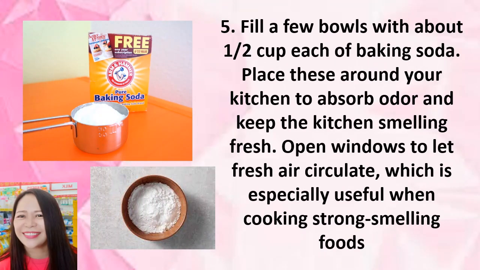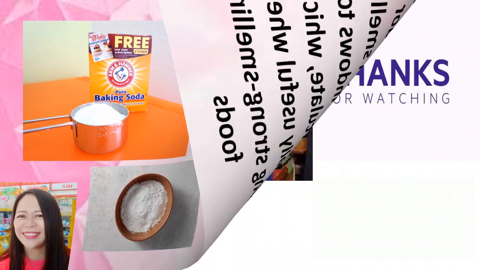5. Fill a few bowls with about 1/2 cup each of baking soda. Place this around your kitchen to absorb odor and keep the kitchen smelling fresh. Open windows to let fresh air circulate, which is especially useful when cooking strong-smelling foods.